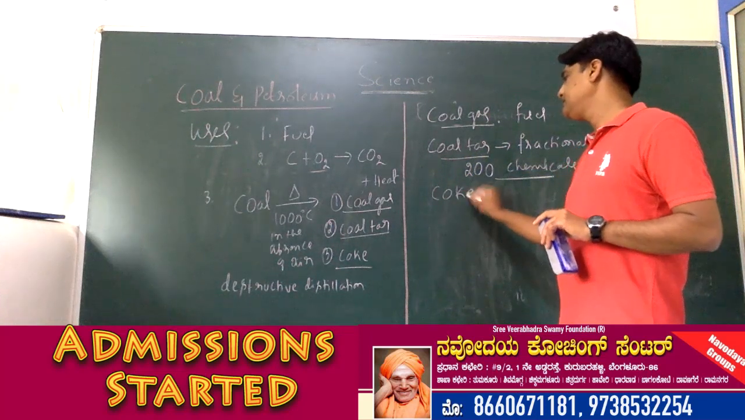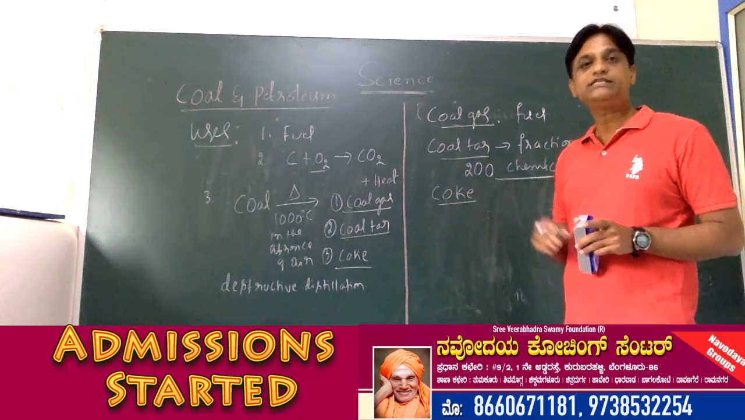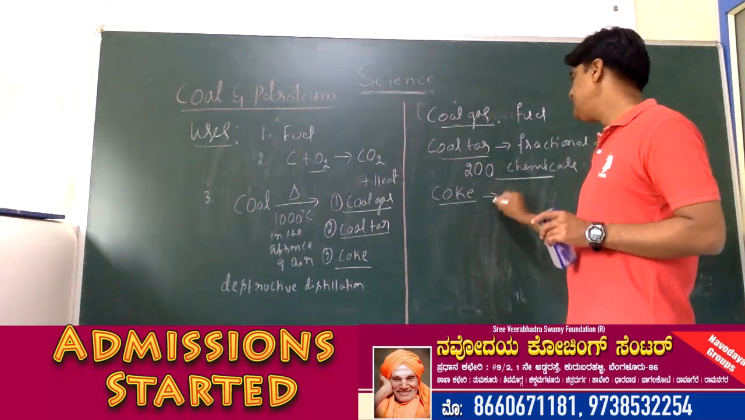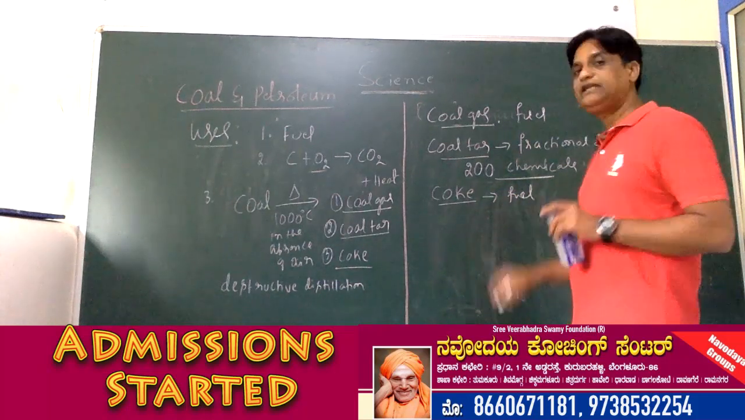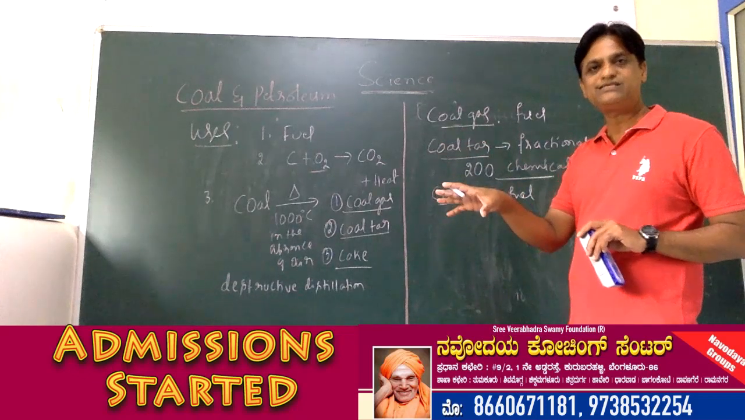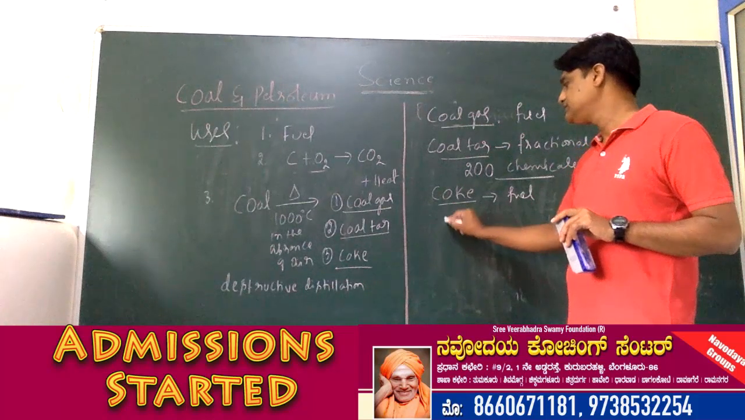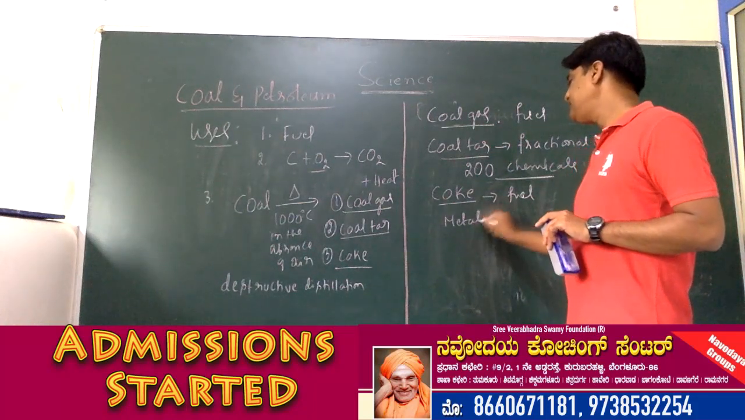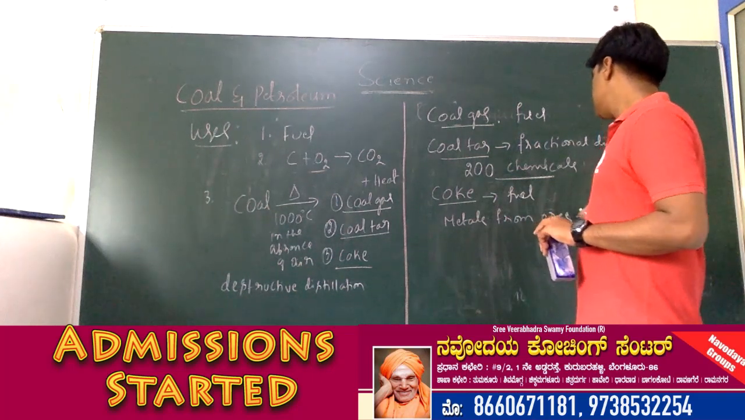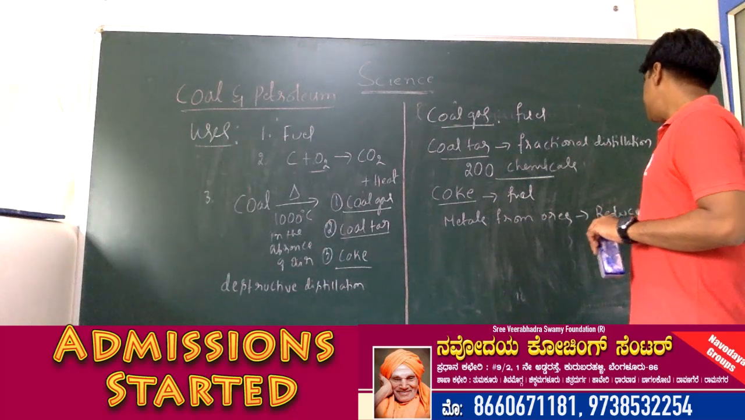And similarly, coke is the solid fraction which is obtained during destructive distillation of coal. So coke is mainly used as fuel in industries. Coke is a solid substance which is mainly used as fuel in industries. And in addition to that, it is also used for obtaining metals from ores. So coke is mainly used as a reducing agent.